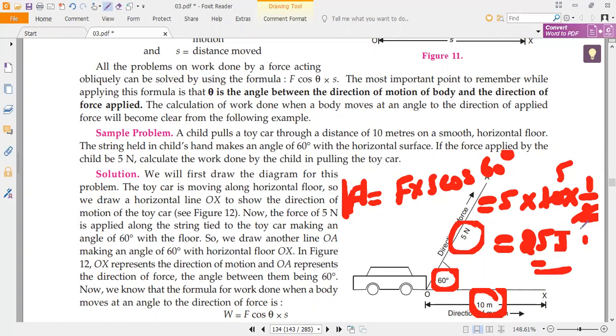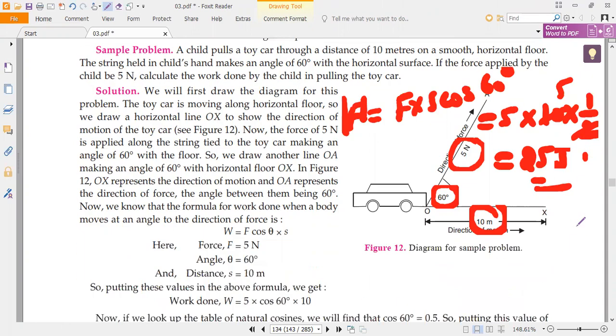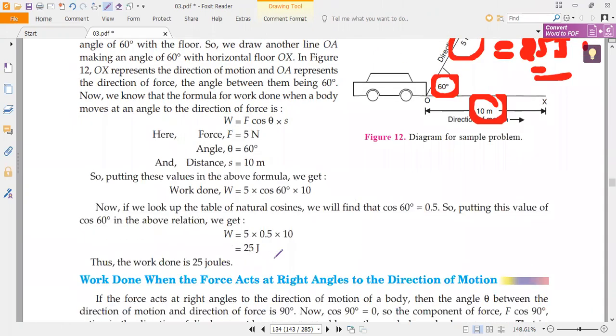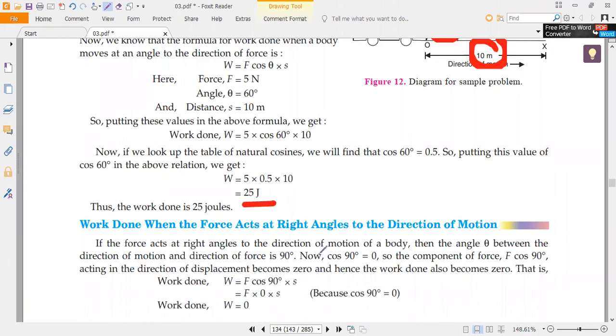Because cos 60, how much? Check it. Just now I told you, correct. Cos 60 is 1 by 2, sir. 1 by 2. So what is the answer? Check it, everybody. 25 joules. Are you getting the answer, Mitakshri?